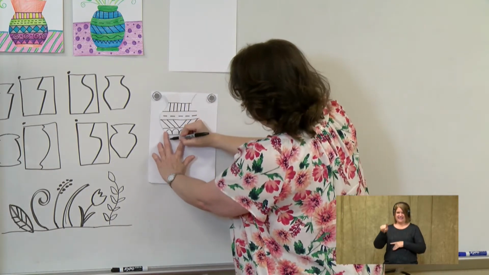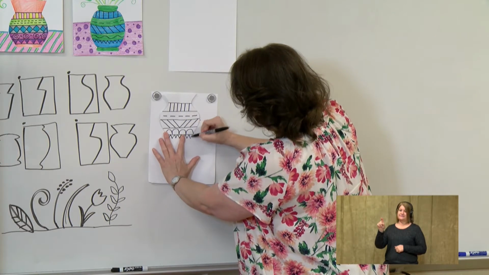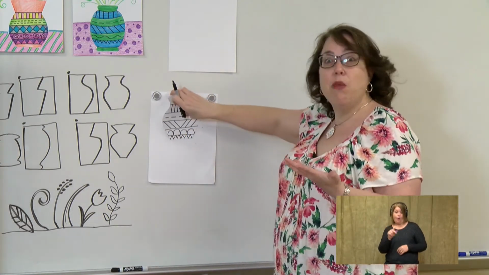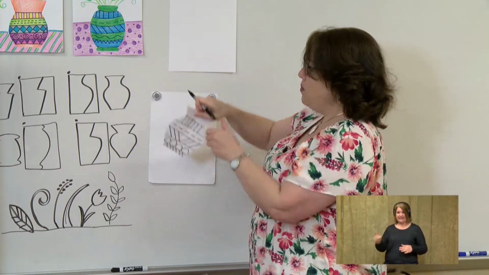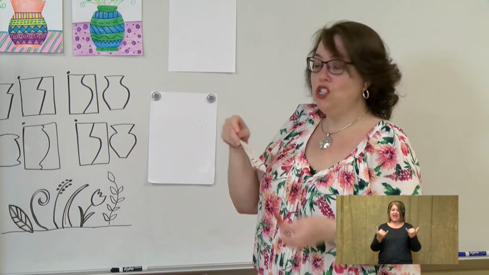So these are going to go up and down, or you could draw Z's or lightning bolts, any kind of zigzags you want. So today we got to practice our lines again. All right, now it's time to add color to your vase.